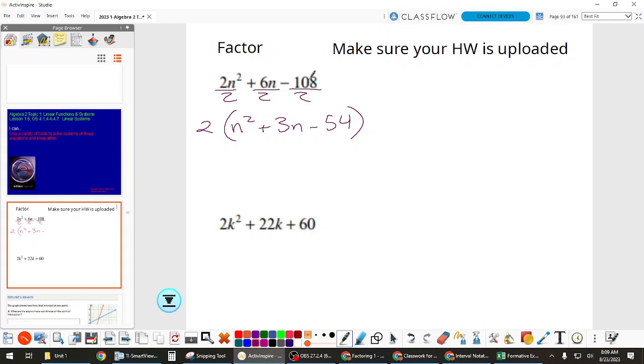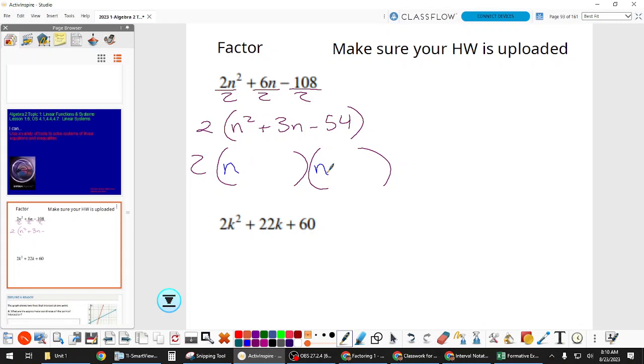So now we look at, can we continue to factor what's in parentheses? And so we're looking, in this case, for factors of negative 54 that add up to 3. By the way, just as a reminder, we're looking for 2 binomials that will multiply back to the original. So let's break it down. How do we make n squared? It's only n times n, and that will go in the first position.